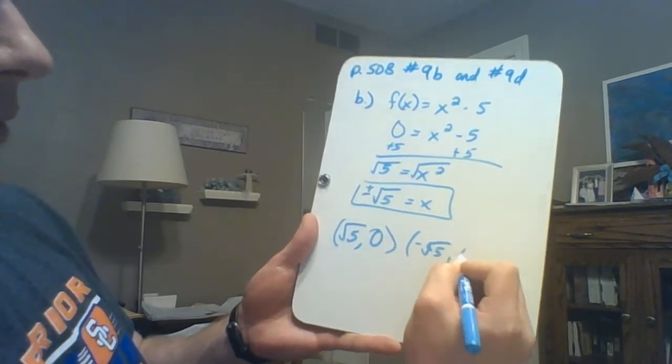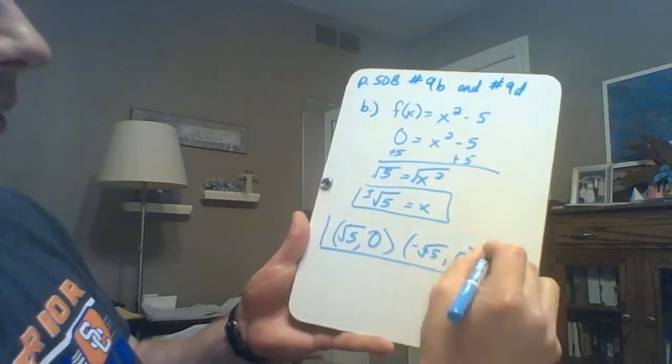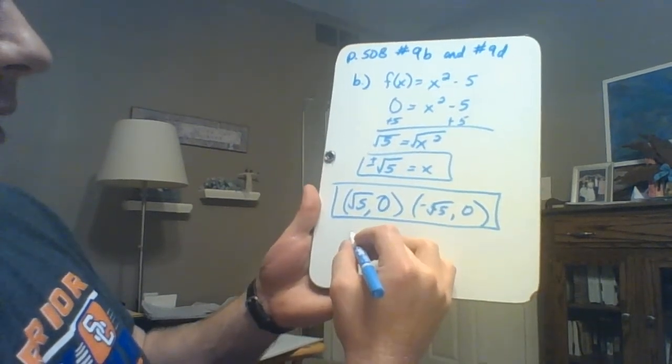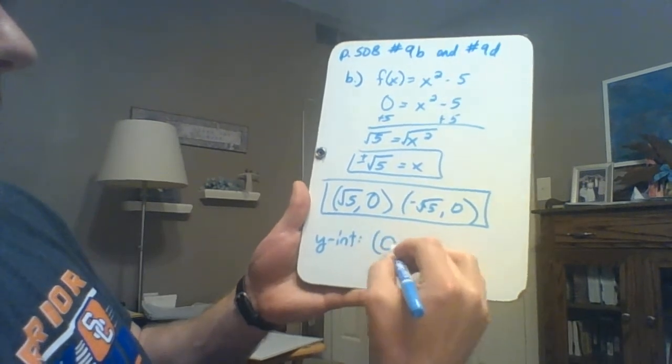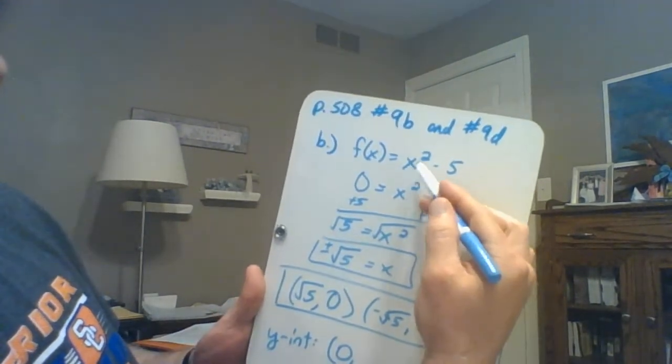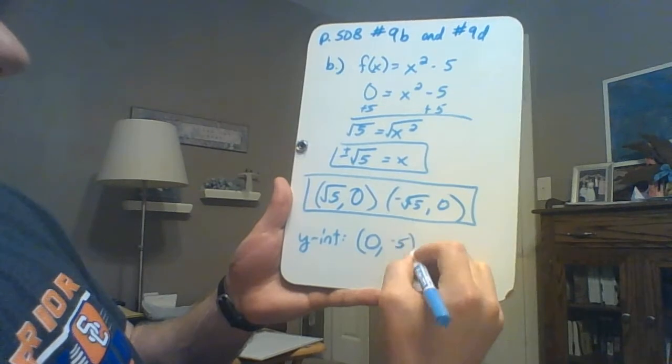Negative square root 5, 0. So those are the x-intercepts. The y-intercept is where x is 0, so you plug 0 in, and you solve for y, in this case 0, -5.